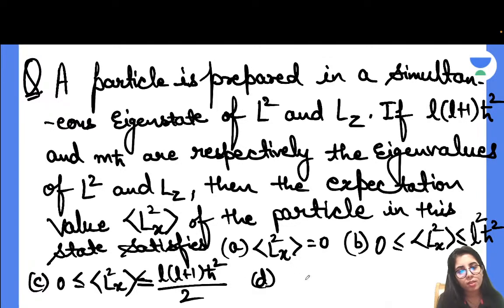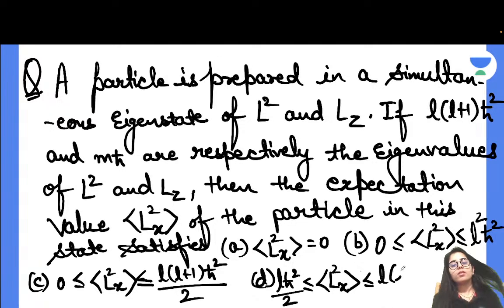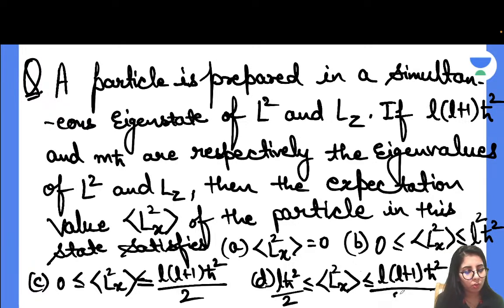Option D is Lx square expectation value lies between L h cut square divided by 2 and L times L plus 1 h cut square divided by 2, right? So now the answer of this question, as we were talking about this part, can help you to work on the questions quite easily. So what is that part?